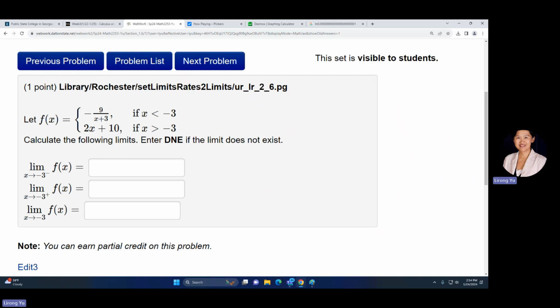Like the first one, x is approaching -3 from the negative side. So we use the first formula, that would be -9 divided by, this is -3 plus 3. Oh, it's -9 divided by 0. But it's approaching 0 from the negative side, so the denominator is negative. The numerator is negative, so it's positive infinity. And then the other side is opposite. I guess it's negative infinity.